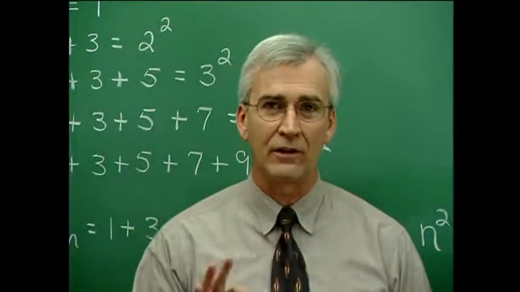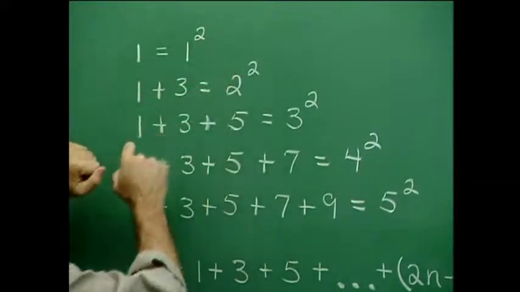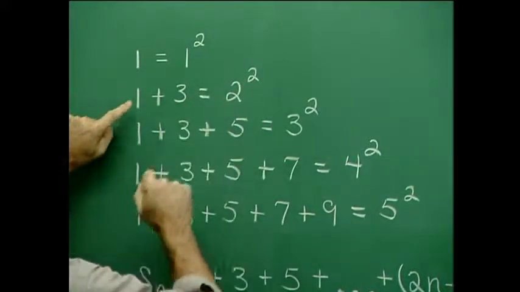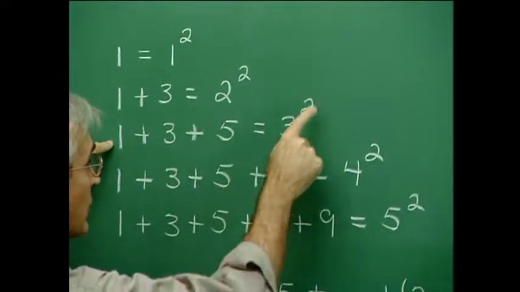Take a look at this pattern. 1 can be written as 1 squared. Now 1 plus 3 is 4. 4 is 2 squared. 1 plus 3 plus 5, gee, that's 9, can be written as 3 squared.